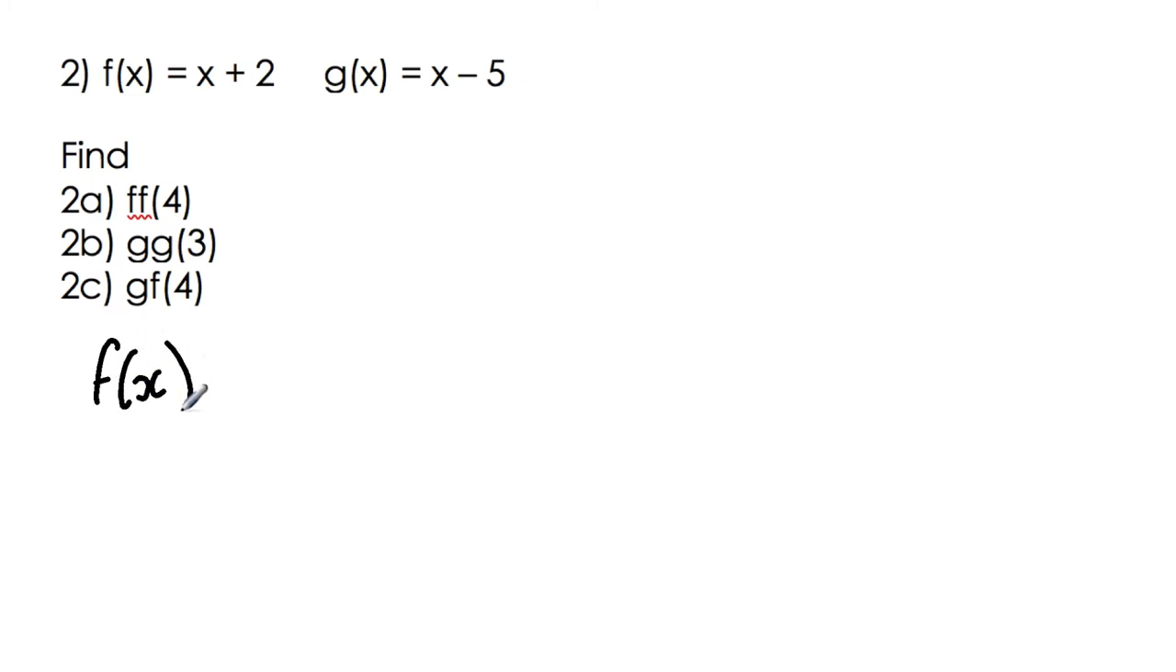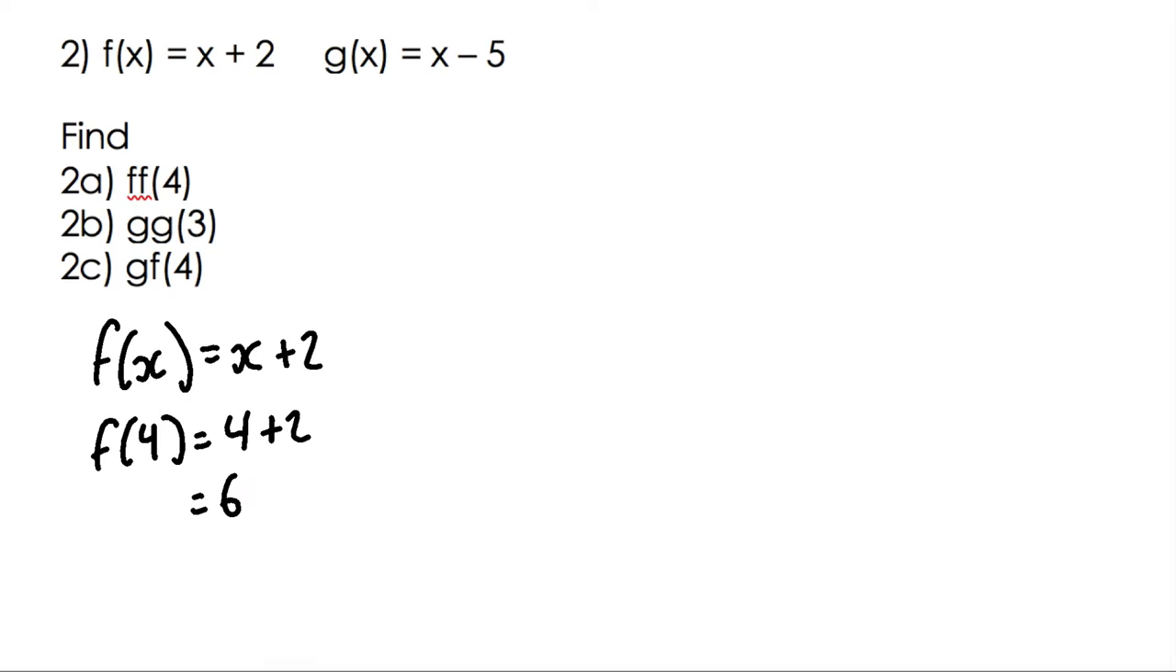f of x is equal to x plus 2. Now 2a states f compose f of 4. So the first thing I need to do is substitute 4 into the function f of x. So f of 4 is equal to 4 plus 2. 4 plus 2 is 6. Now I need to substitute my previous answer into the function f of x again. So f of 6 is equal to 6 plus 2. 6 plus 2 is 8. And that's our answer for 2a.